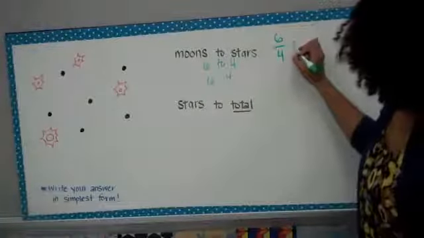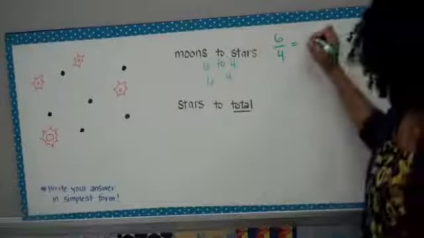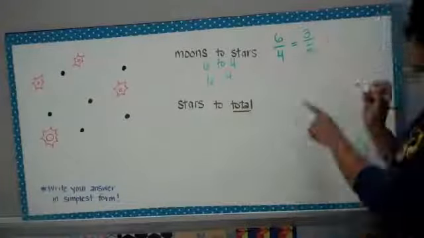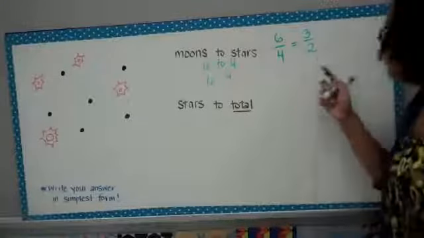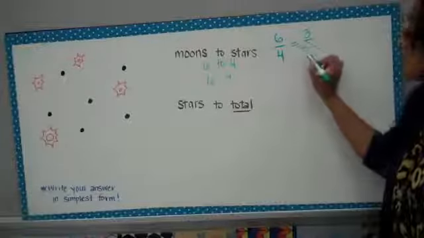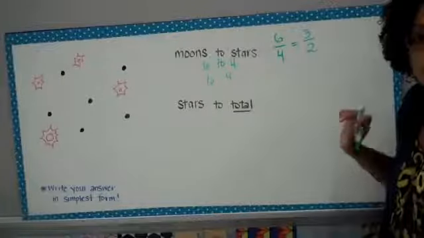So let's go ahead and reduce it. 2 goes into both of these numbers. 2 goes into 6 3 times. 2 goes into 4 twice. So I have an equivalent ratio. It has the same value, but it's written in simplest form. Let's just double check to be sure. Cross products. 6 times 2 is 12. 4 times 3 is 12. So I know they're equivalent.